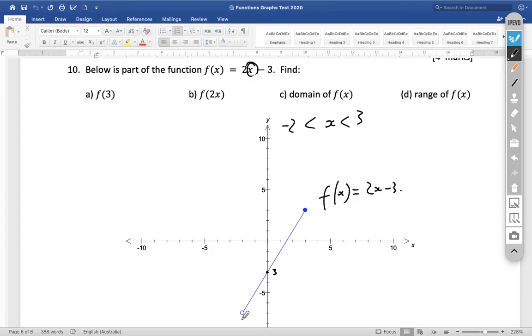Okay, now this is an open circle, right? So it does not actually include the minus 2. I'm going to leave that as a smaller than. This is a closed circle. It does include the 3. So I can say x is smaller than or equal to 3.